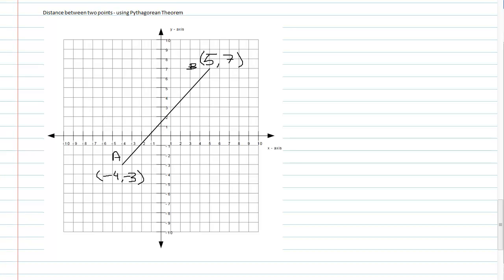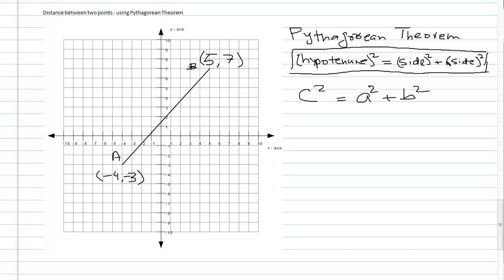According to the Pythagorean theorem, in a right angle triangle, the sum of the squares of the two shorter sides of the triangle is equal to the square of the longer side, or the hypotenuse. This formula on the screen shows the relationship: hypotenuse squared equals side squared plus side squared. Most of the time you see this formula, which is exactly the same thing as the formula right above it. C is the longer side, and A and B are the shorter sides of the triangle.